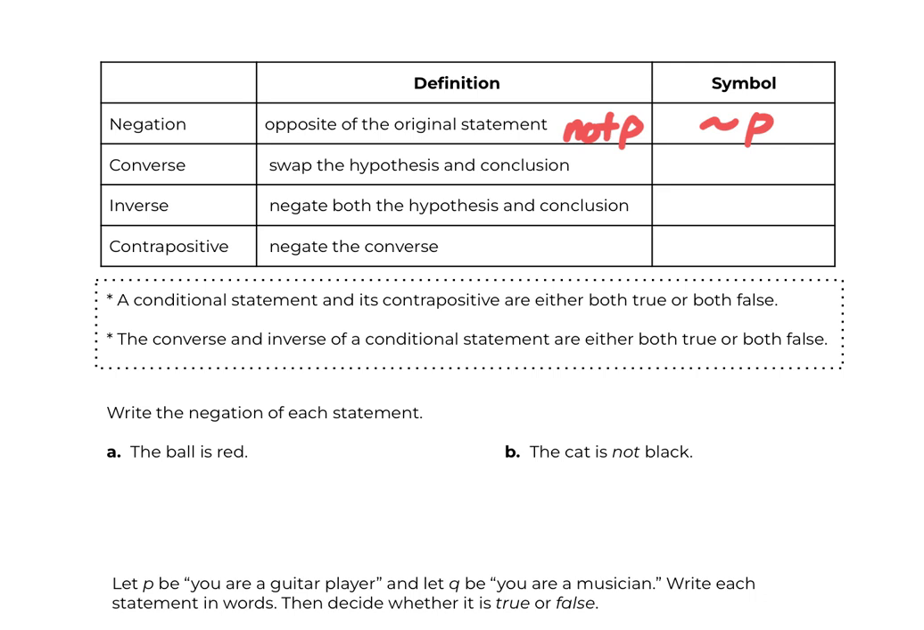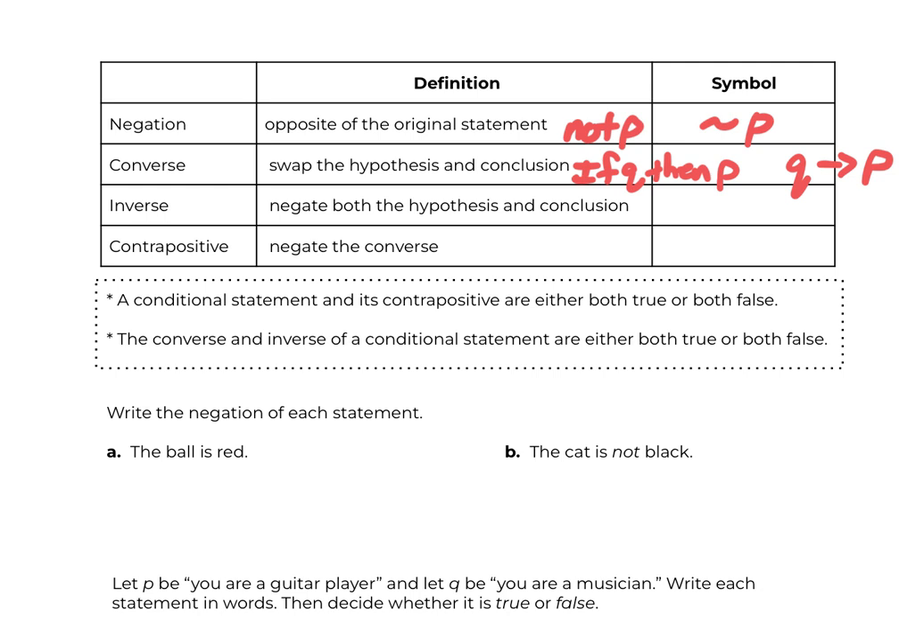Okay, the next 3 are taking the conditional statement and doing something to it. So we're going to take that original if-then statement and do 3 different things to it. The first thing we're going to do is swap the hypothesis and the conclusion. So the conclusion becomes the hypothesis and vice versa. The way I would read this one, if Q, then P. And my symbol would be Q arrow P. The P and Q have traded places. And we're going to look at some examples here in just a second.